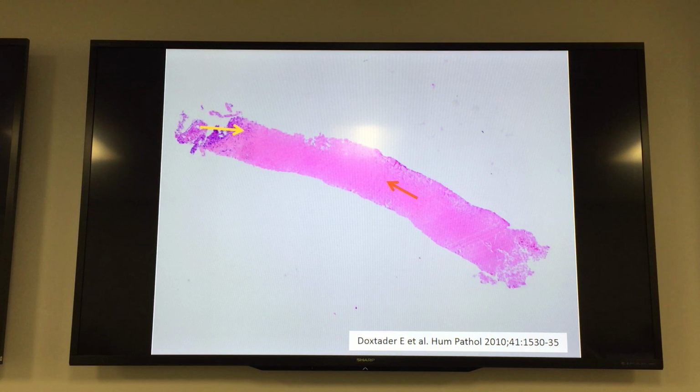But this is a paper on core needle biopsies that was done by Dr. Dockstader. She's in the audience. When she was a resident, she wrote a great paper on core needle biopsies that's very, very helpful in routine diagnostic practice. It's now 9 years ago, 2010.